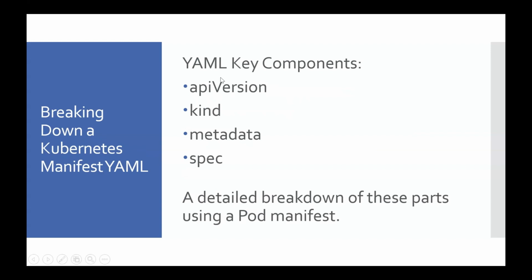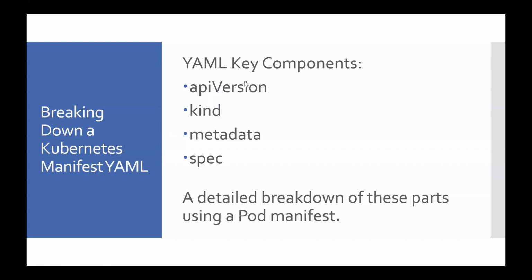Now let's break down the Kubernetes manifest YAML file. When you are writing the YAML file for a Kubernetes manifest, generally you will have four components inside your YAML. The first one is the API version, the second is the kind, the third is the metadata, and the fourth is the spec. These four are the important components of your YAML file.